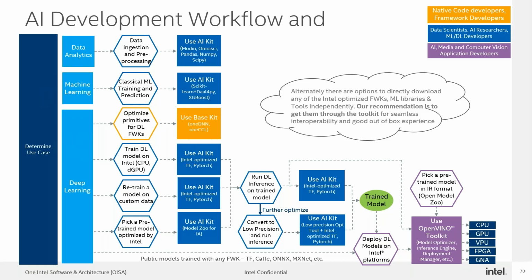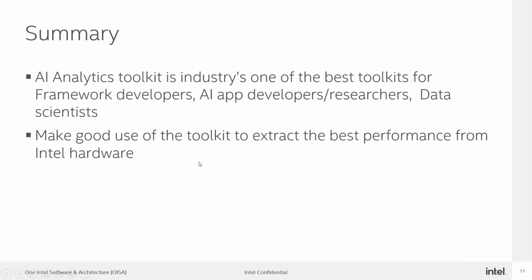What I want to summarize is that the AI Analytics Toolkit is one of the best toolkits for framework developers, AI researchers, developers, data scientists, anybody. You can make the best use of it to get the most out of the hardware. Today we only saw performance on CPUs alone, but when you are using these frameworks and toolkits, it can scale to any hardware: GPUs, VPUs, FPGAs, and any accelerators. That is what I wanted to highlight.